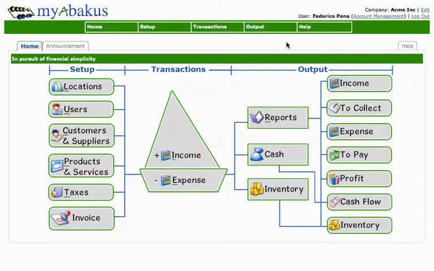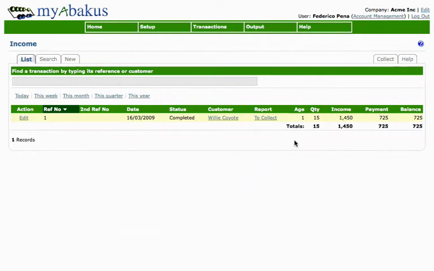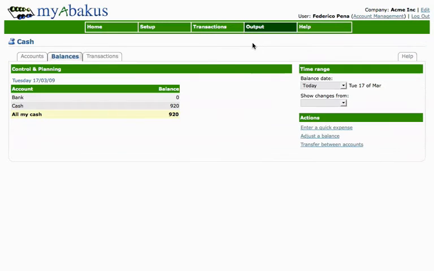Let's quickly review where we left after the last video on how to stay on top of your cash. We go to Income, and see our sale for $14.50 to Willie Coyote, who still owes us $725. We go to Expense, and see our purchase for $26.10 from Warner Brothers, to whom we still owe $1,305. Now we go to Cash, and see our $920 balance.